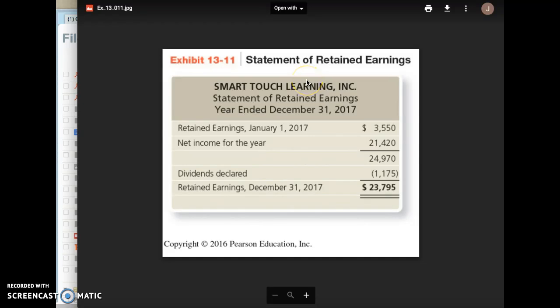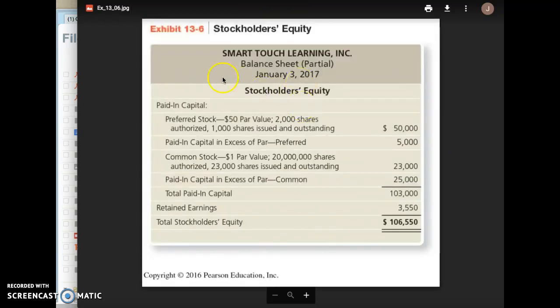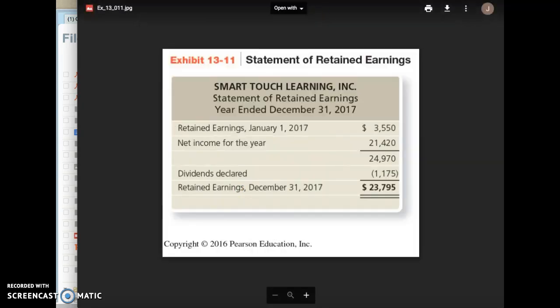Moving on, if you go back to the first Exhibit 13.6, you see retained earnings of $3,550. This is the beginning of 2017. That is calculated this way, never mind, just skip that for now because it's a little different than I thought.